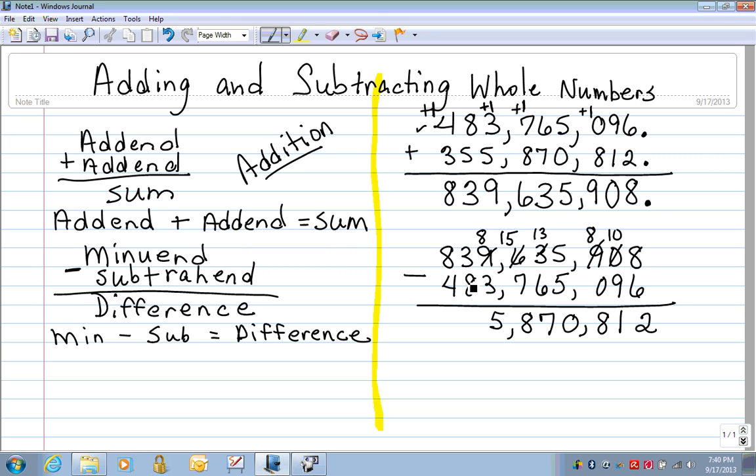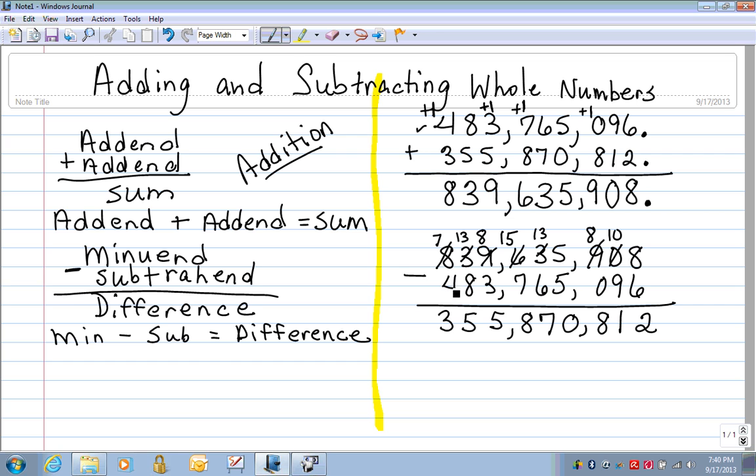3 minus 8 can't be done, so I must borrow here. I'll make this a 7, and I'll make this a 13. 13 minus 8 is 5. 7 minus 4 is 3. Now that's really 700 million minus 400 million. But it's easy just to think 7 minus 4 is 3.